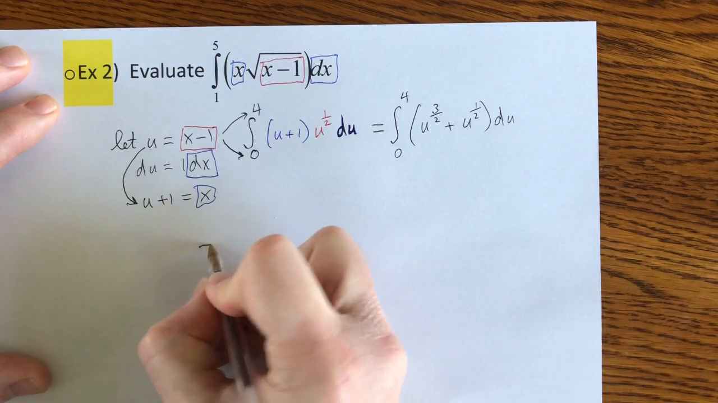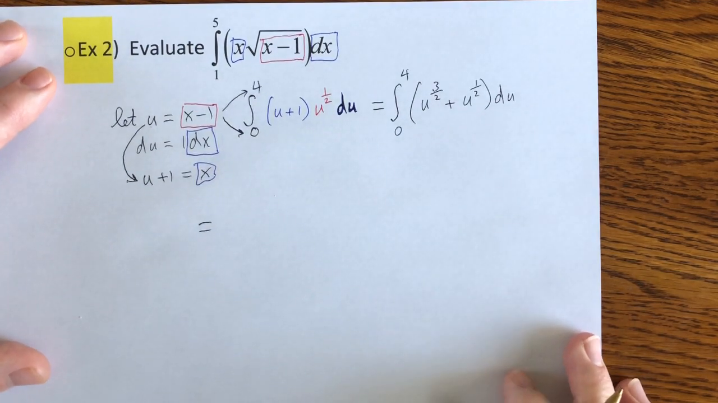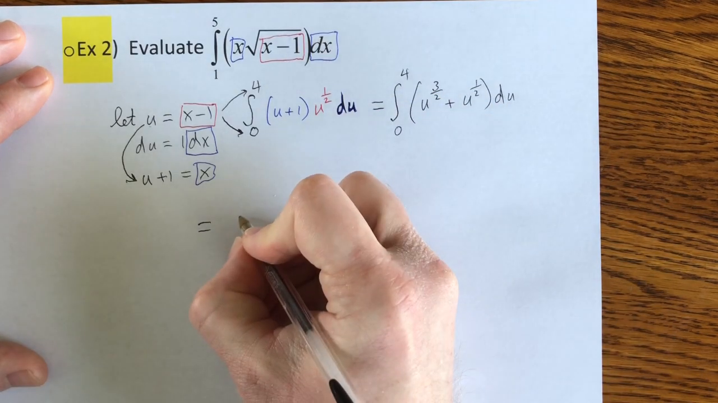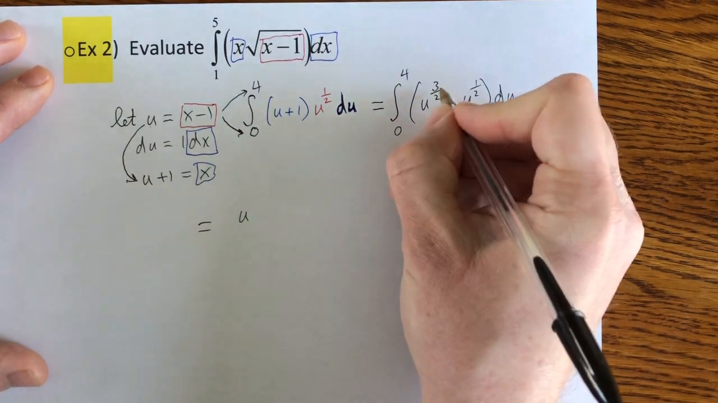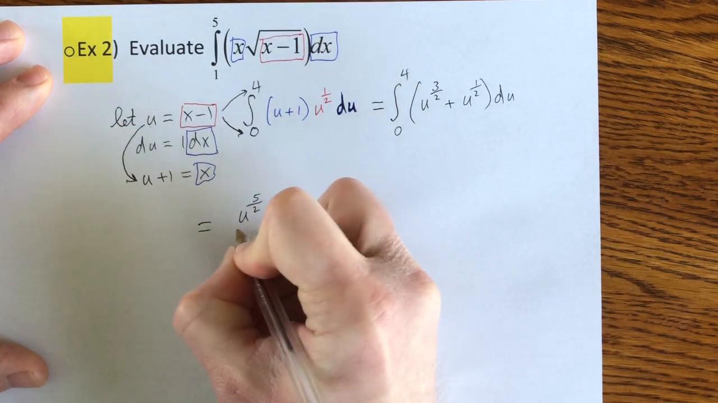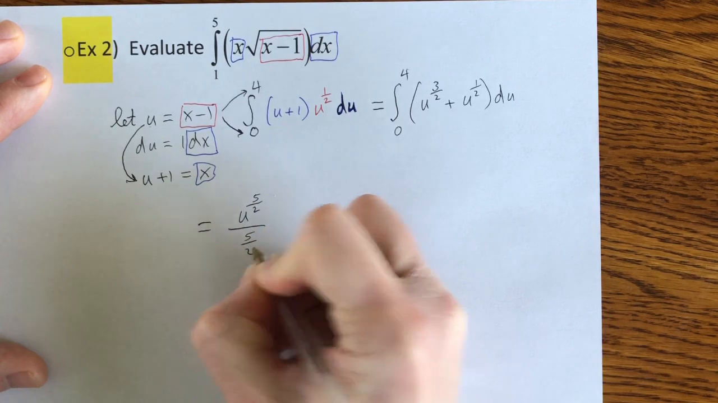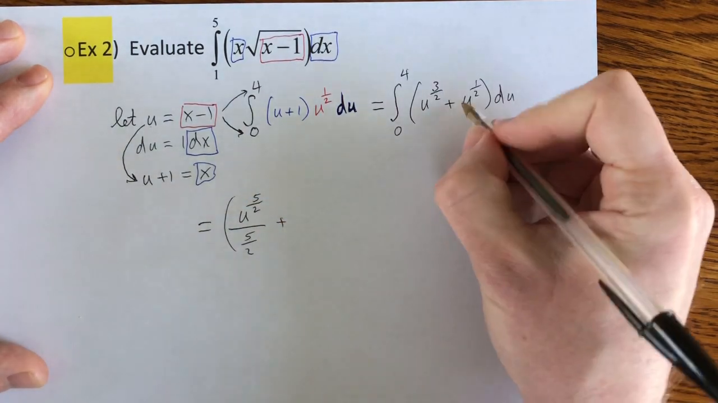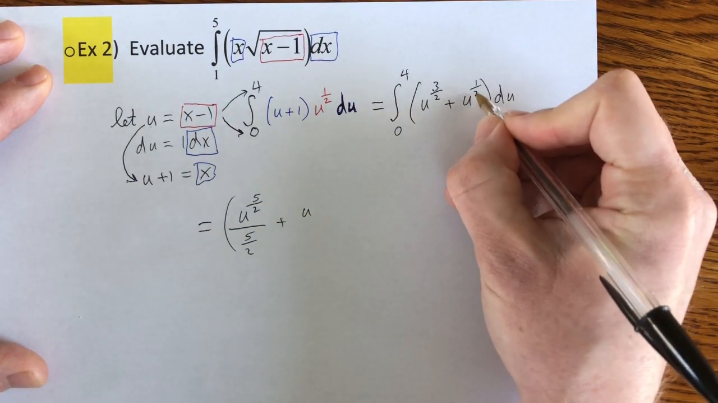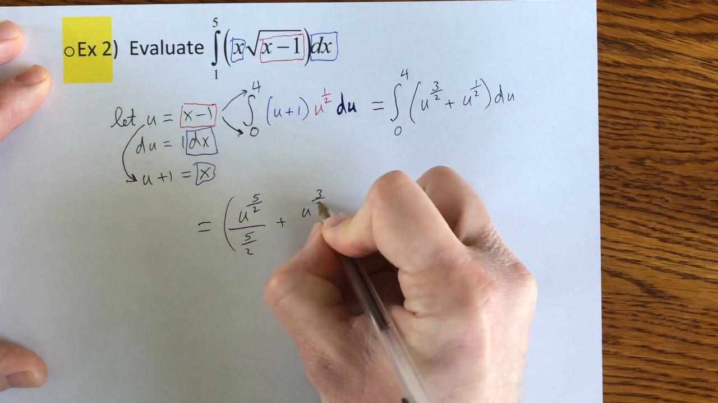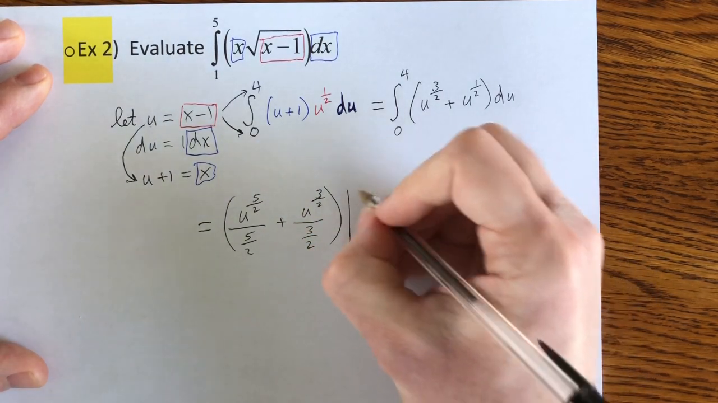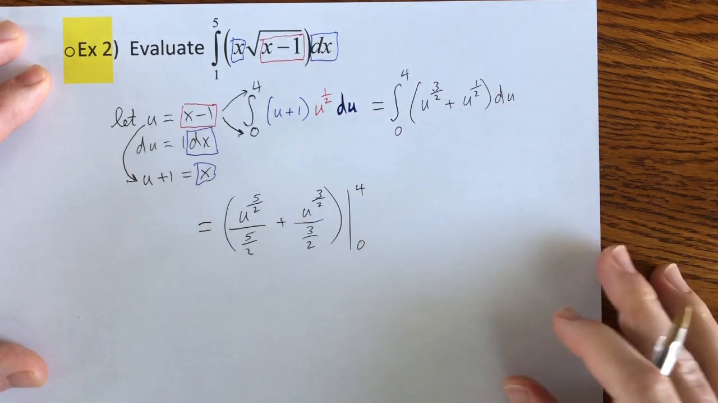I'm going to put that work down here so I have more room. So what's the value of this integral? Well, that's going to be u to the power of 3/2 plus 1, which is 5/2. Then you divide by that new exponent. Plus u to the 1/2 initially. So that's u to the 1/2 plus 1, which is 3/2. And then you divide by that new exponent. And you're going to run this based on these limits of integration.